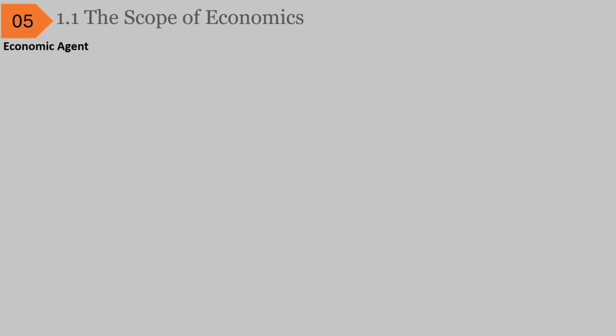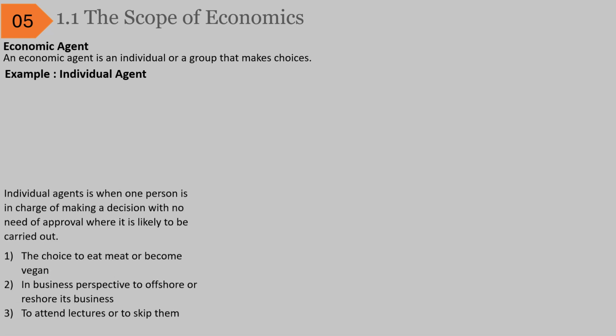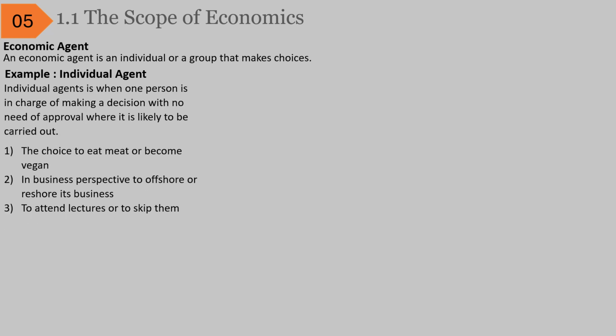So coming on, what is an economic agent? In the first slide, I mentioned that microeconomics looks at economic agents. An economic agent is an individual or a group that makes a decision or makes choices. A few examples of individual agents are when a person is in charge of making decisions with no need of approval, where it's likely to be carried out. So the choice to eat meat or become vegan, or in a business perspective, to offshore or reshore its business, to attend lectures or to skip them, are all personal choices. These are choices that you make and you don't need any sort of approval.